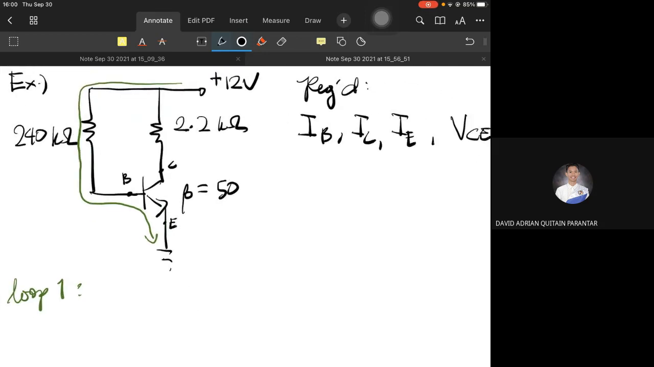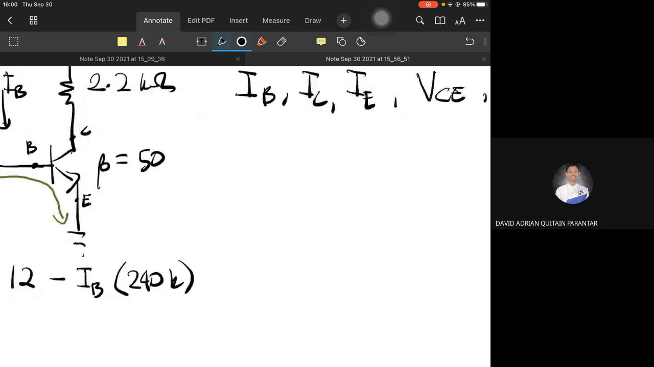So, 12 minus IB times 240K minus VBE, which is 0.7. There is a current flowing here. This is IB, right? IB. Wait, let me do this in general terms.